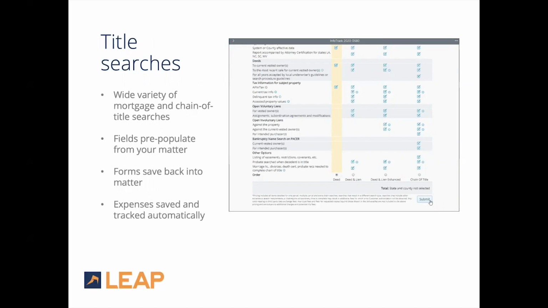One other item I wanted to cover before we go is title searches. InfoTrack boasts a wide variety of mortgage and chain of title searches. Again, just like every order that you can make in our platform, the fields are going to pre-populate from your matter and save back automatically. The key thing here is that because all of this order information is being tracked and saved, it makes it really easy to pass through to your client and not have to pay for any of these orders that you otherwise might be used to paying for yourself.